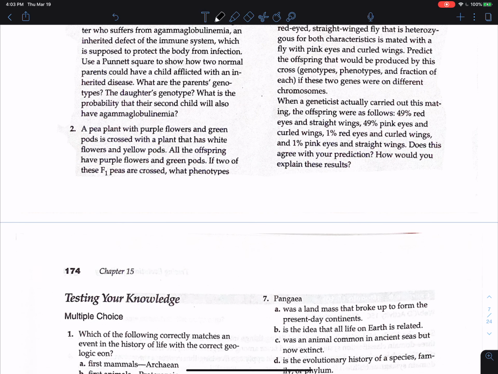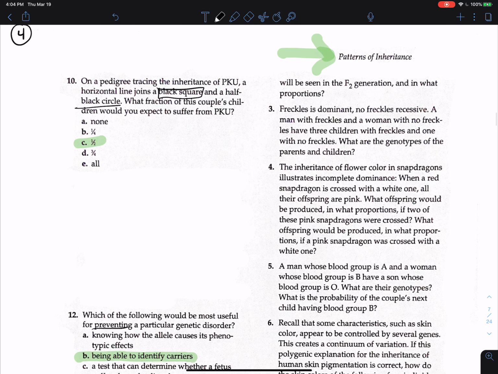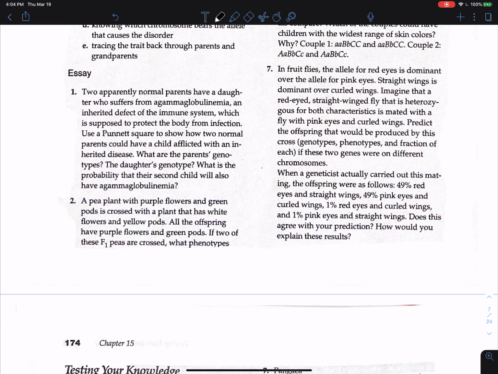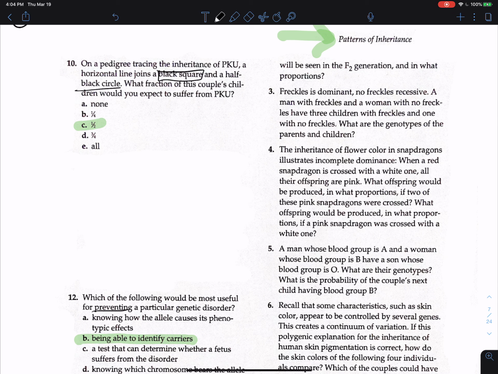So for number 2, a pea plant with purple flowers and green pods is crossed with a pea plant that has white flowers and yellow pods. All the offspring have purple flowers and green pods. If 2 of these F1 peas are crossed, what phenotypes will be seen in the F2 generation and in what proportions? In case this is confusing, you have your parents, then your F1 generation, and then your F2 generation. This question is talking about if you cross members of the F1 generation, what are you going to get in the F2 generation and in what proportion?